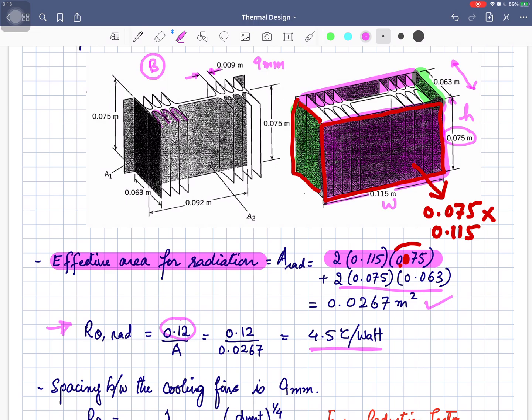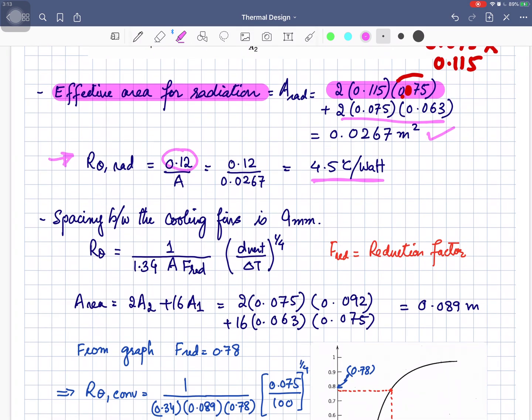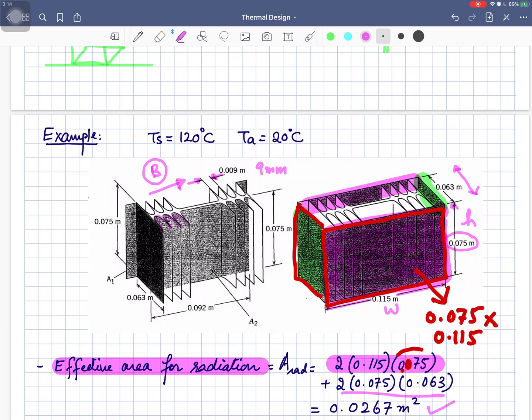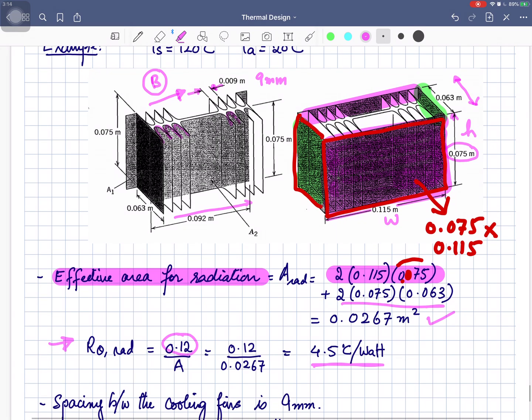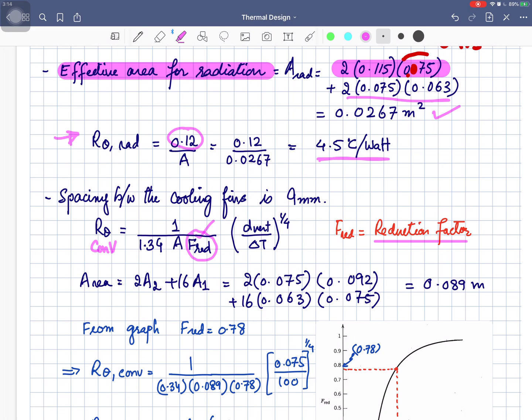So now let's calculate the effective area for the convection. We have seen that for the convection, the r theta is given by this equation: 1 by 1.34 into area into d vertical by delta t power 1 by 4. But what is this? This is basically the reduction factor, because when the number of fins is increased, if the air is going to flow over here, air contact with its surface gets reduced. So it affects the thermal resistance for the convection. So that factor is over here, showing what will be the effect on thermal resistance because of the convection process.